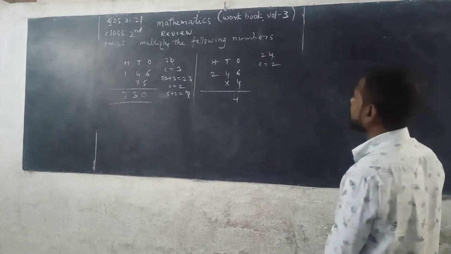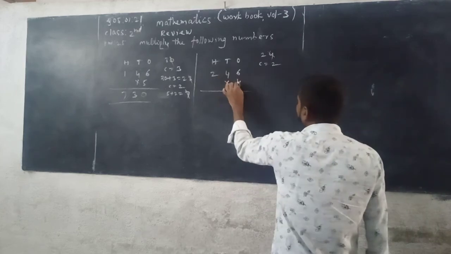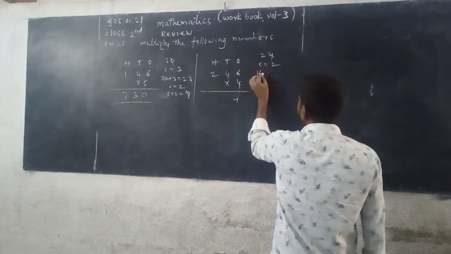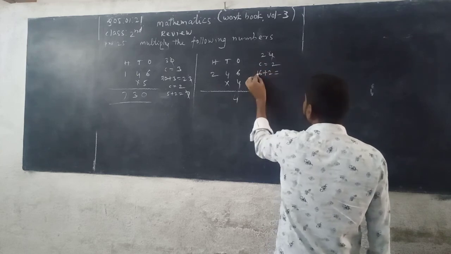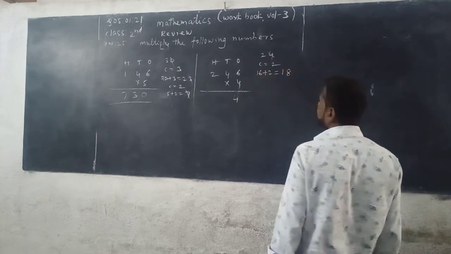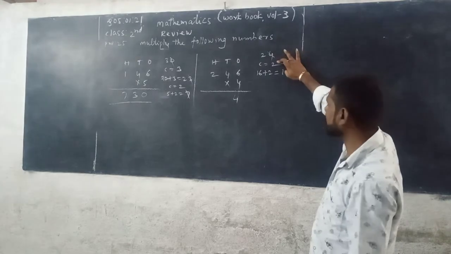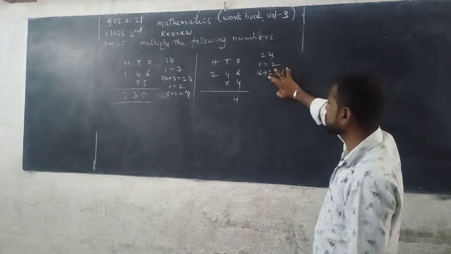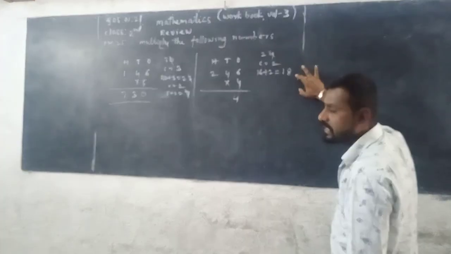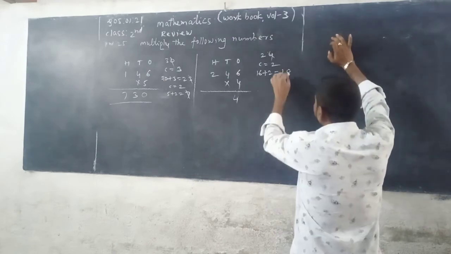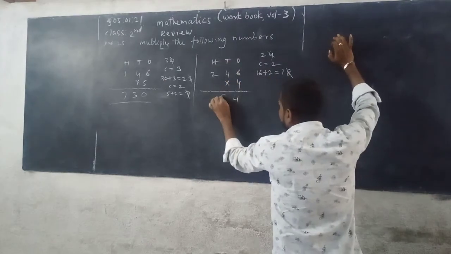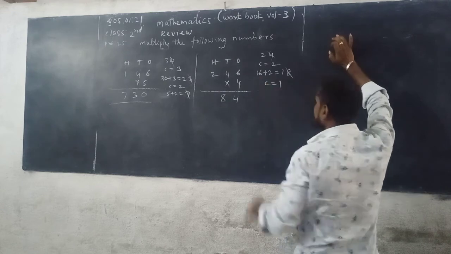Next we multiply the digits in the tens place. 4 with 4. 4 4s are 16. 2 is added to 16. 16 plus 2, you get 18, because 2 is the previous carry. 18 is a 2-digit number. In it, 8 is taken and written down in the tens column of the product, and the remaining 1 is the carry.